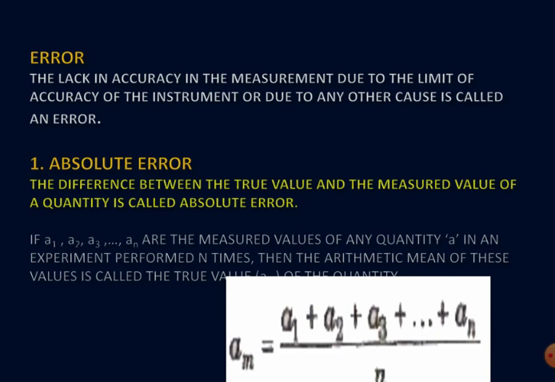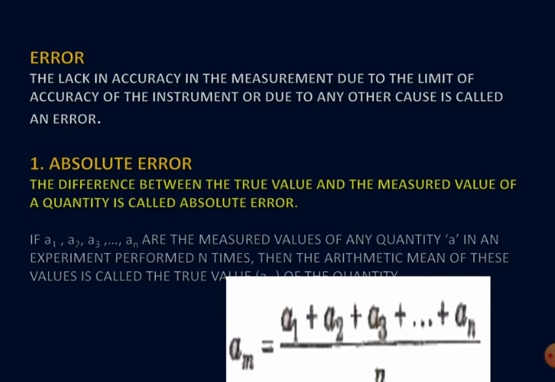Now, what is meant by this error? The lack in accuracy in the measurement due to the limit of accuracy of the instrument or due to any other cause is called an error. You know that I have told you many times that for any measurement, error cannot be separated from that measurement. So your measurement always has an error. Whether that error is small or large, that is a different thing, but for every measurement there will always be an error associated with it.